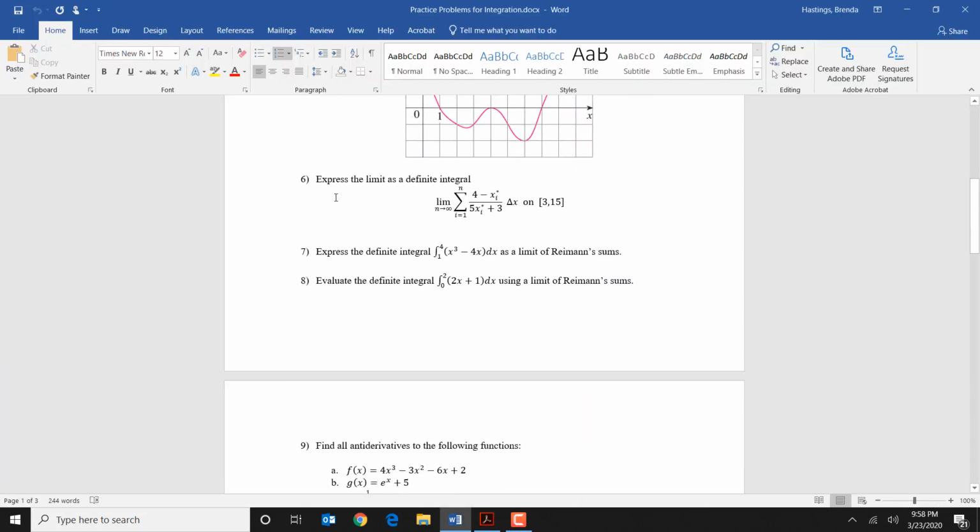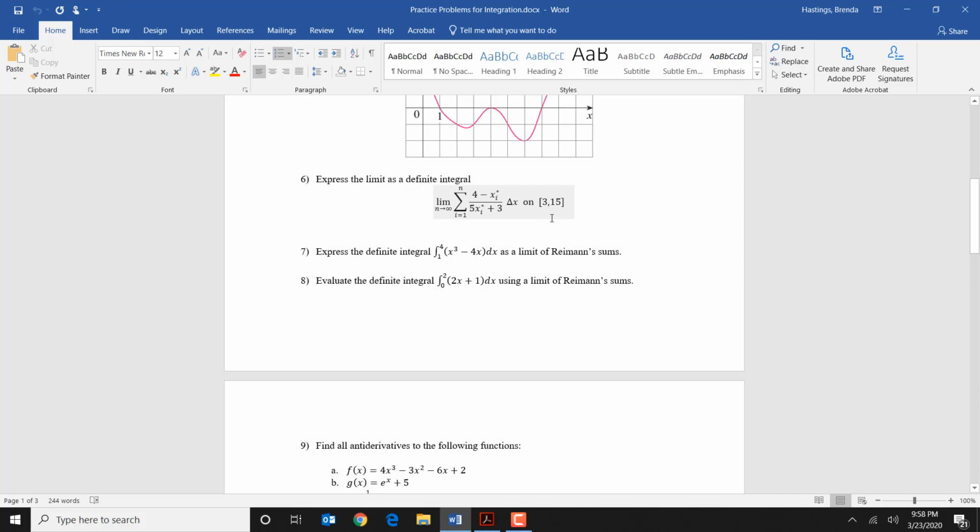For number 6 here, we're going to express the limit as a definite integral. So we're not actually going to solve it this time. We're actually just going to express it as a definite integral. So we have to look at this. So here we're going from 3 to 5. That tells us our a and b.